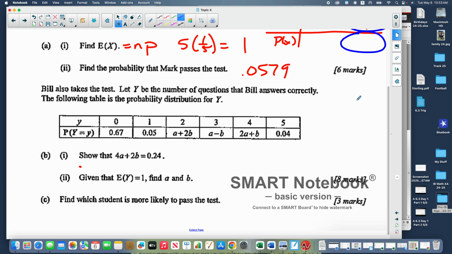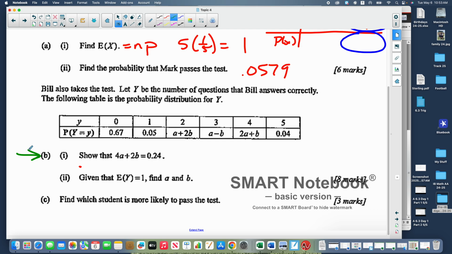On Bill, they give me his probability distribution table. That was nice of them. Except what did they do? They've got some letters in there, some variables. Okay? The first thing it asks me to do is show that this equation is true.